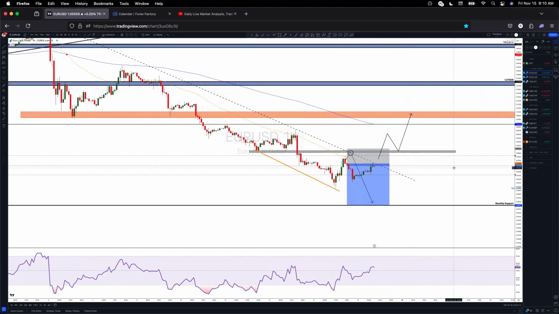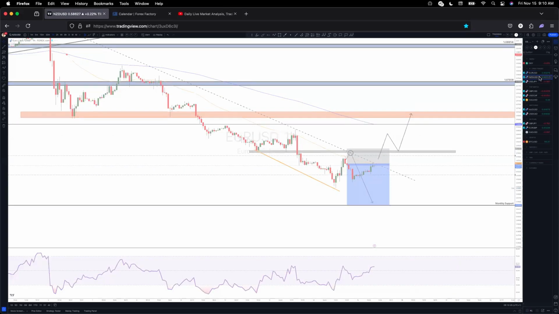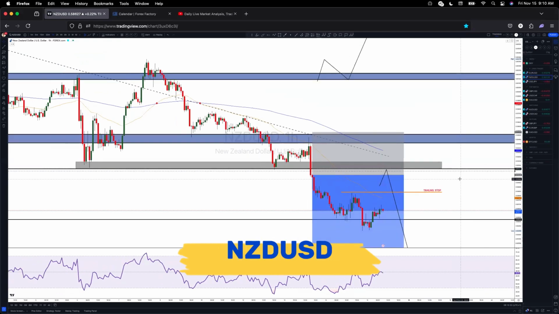So that is just something that is up to you generally. Okay? That is left to you generally. On that note, we're going to jump into the next pair, which is NZD USD, the Kiwi dollar.